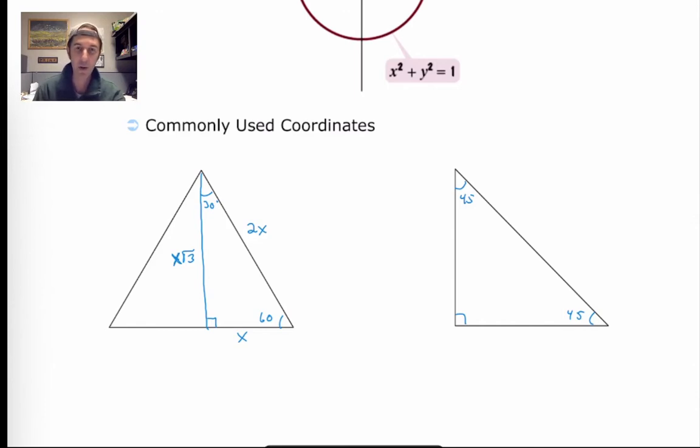We're going to be working primarily with radians. Now in the 45-45-90 triangle, if this has a hypotenuse of 2, then the legs would both measure the square root of 2. The Pythagorean theorem gives us those measures.